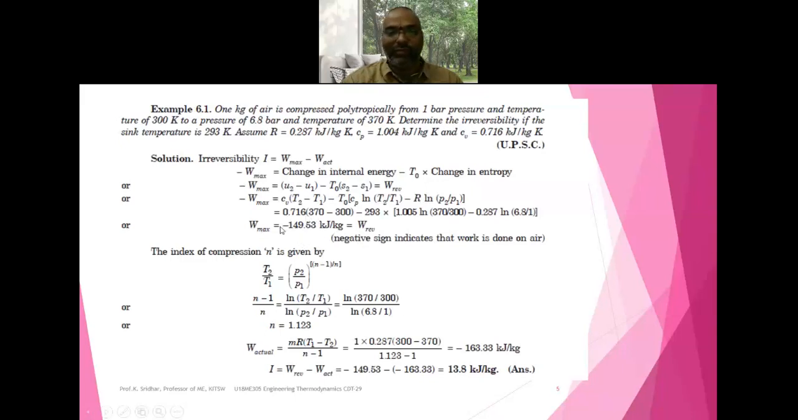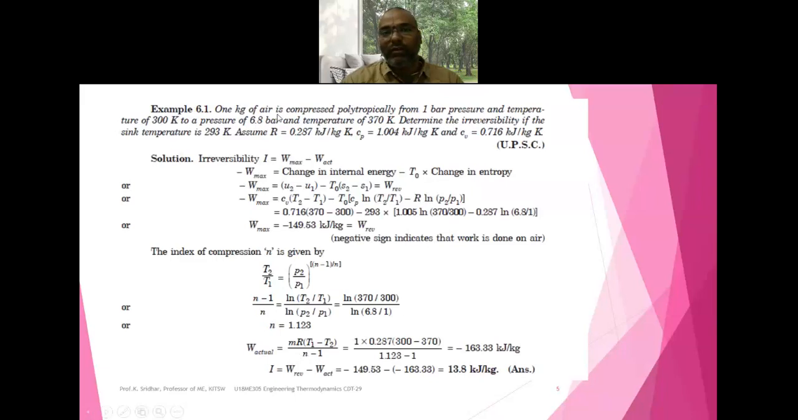So that's why it is minus. Now W max is already over. Now the next part is we have to find out the actual work, that is the W actual. So what is the formula for the W actual? Because it is a polytropic process, in the polytropic process, how can we find out the work? That is the P1 V1 minus P2 V2 by n minus 1.